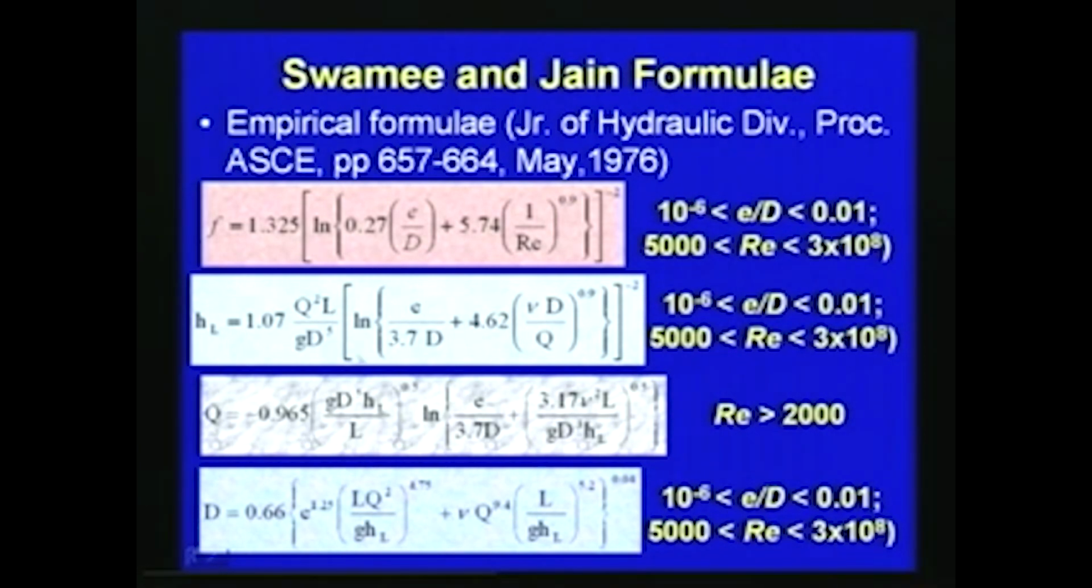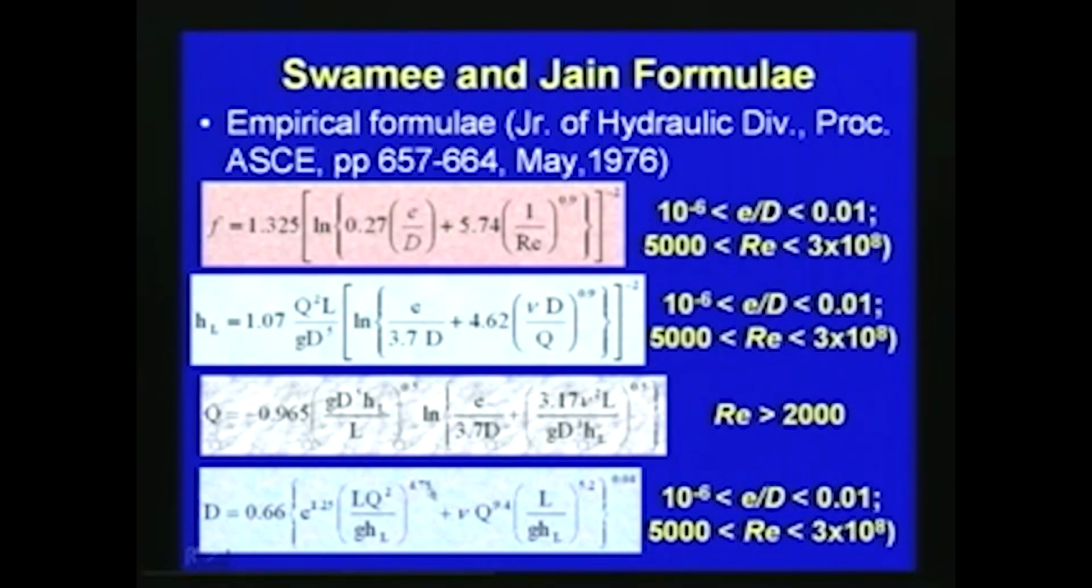And then they also derived an expression to design a pipe. You can see that while designing the pipe for a given discharge, it depends upon various parameters. Based upon this equation, Swamee and Jain derived an expression directly for the diameter of the pipe. D is equal to 0.66 times E to the power 1.25 L Q square by G HL to the power 4.75 plus nu Q to the power 9.4 L by G HL to the power 5.2, all to the power 0.04. Here HL represents the head loss.